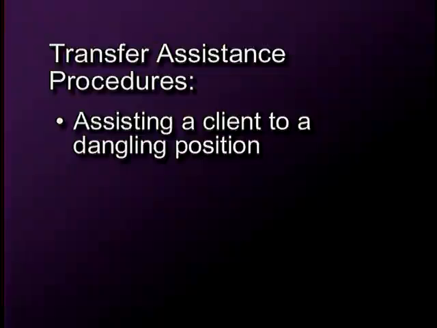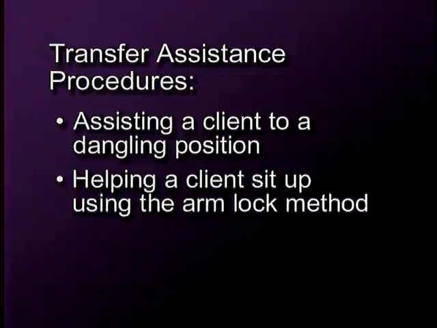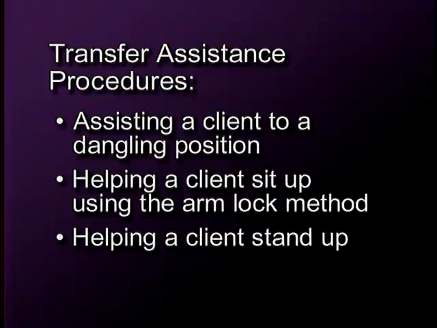Procedure 2 is helping a client sit up using the arm lock method. And procedure 3 is helping a client stand up. Again, you should study and follow these procedures as outlined in the CCA text. Another area you may be asked to assist with is ambulation or walking. Clients who have difficulty walking may use canes, walkers, or crutches to help themselves.